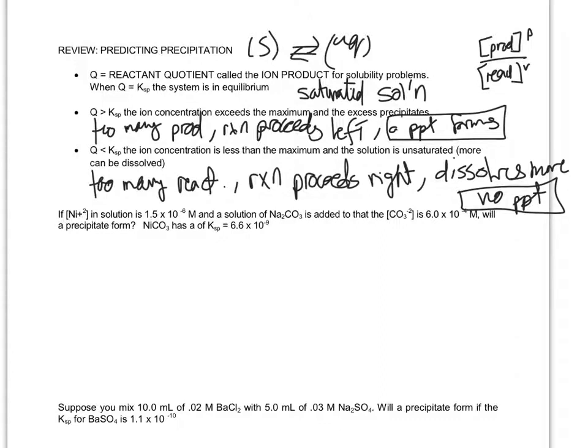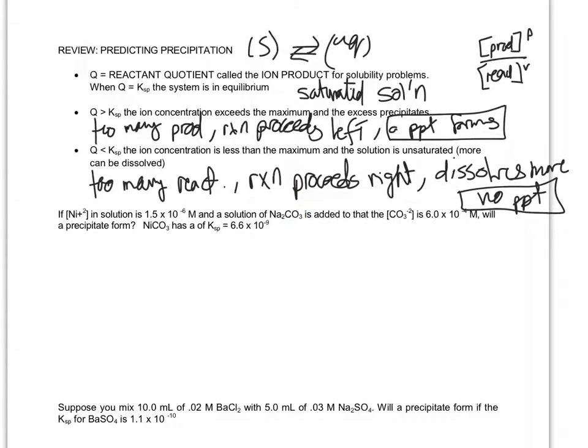So the first one here says we have nickel 2 ion, and they give us the concentration of it. And a solution of sodium carbonate is added to that nickel solution, where the carbonate ion concentration is given to us. So we're mixing nickel 2 plus with sodium carbonate, and we're asked whether there will be a precipitate.